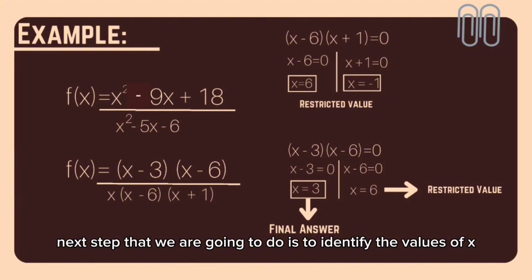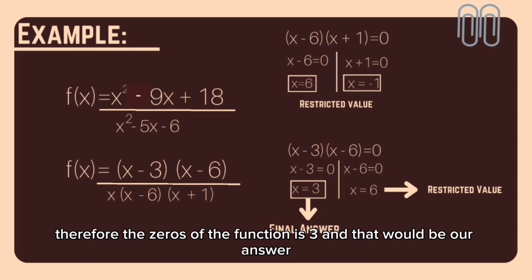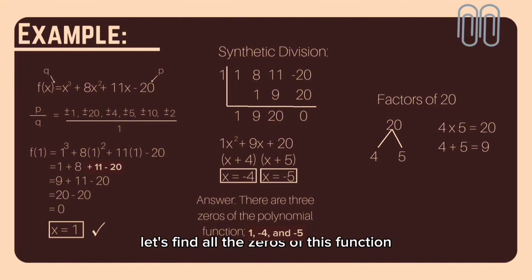Next step that we are going to do is to identify the values of x that make the numerator equal to 0. So let us set the numerator equal to 0. That is, the quantity of x minus 3 times the quantity of x minus 6 is equal to 0. Let us move negative 3 and negative 6 to the other side of the equation. It will give us x equals 3 and x equals 6. Since positive 6 is a restricted value, therefore the zero of the function is 3, and that would be our answer.